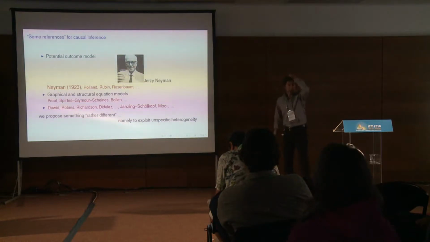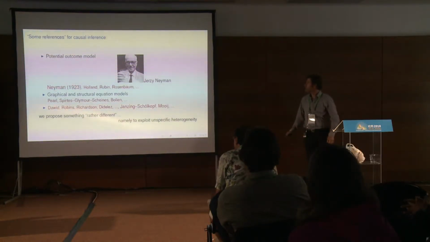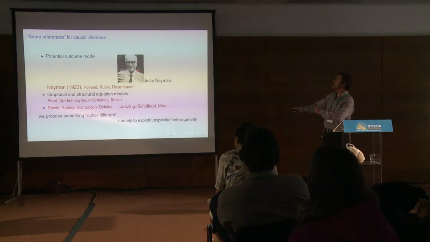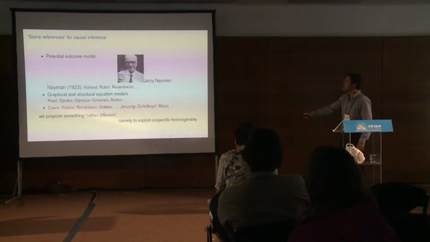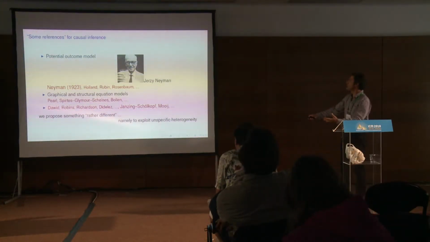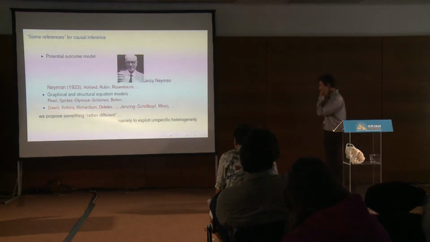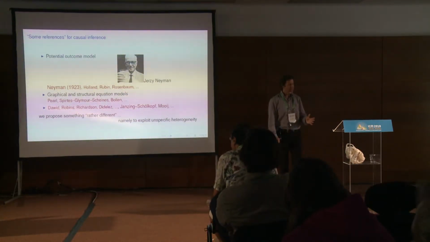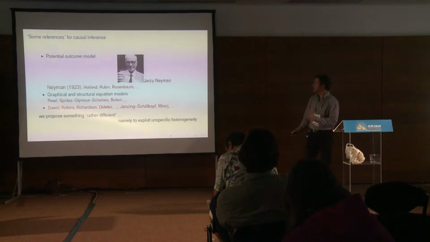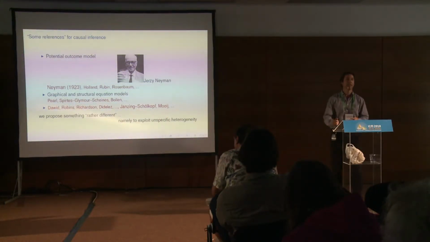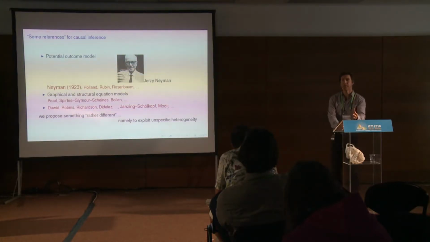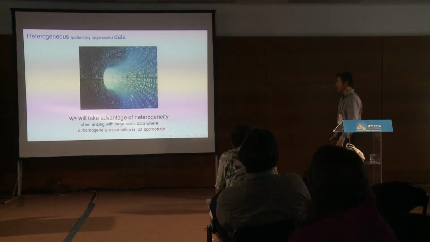Of course, many people have worked in causal inference before. Neyman, in his master thesis, propagated a potential outcome model. He gave a first mathematical formulation. There were many other people. People worked on graphical and structural equation models, and so on and so forth. This is all nice, this is all good, but we propose here something different, namely to exploit unspecific heterogeneity. Maybe we have unspecific perturbations, we don't quite know what it is, and we want to exploit that.